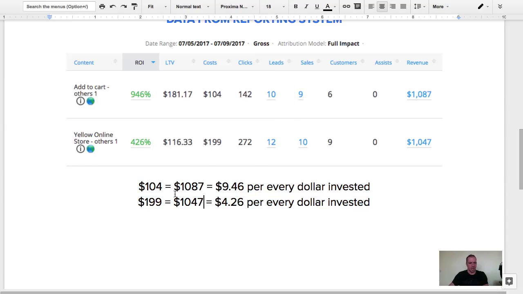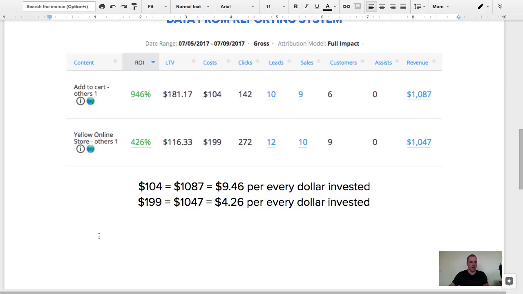So now if you look at these two investments up closer, and let me make this really big, which would you take? Which investment is the best for you? It's clear, right? You would invest $104 all day long in order to generate more revenue.